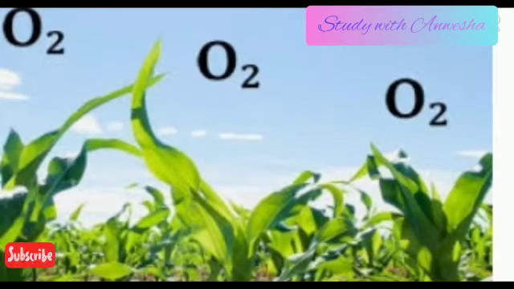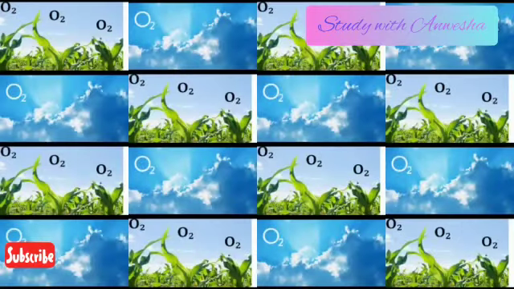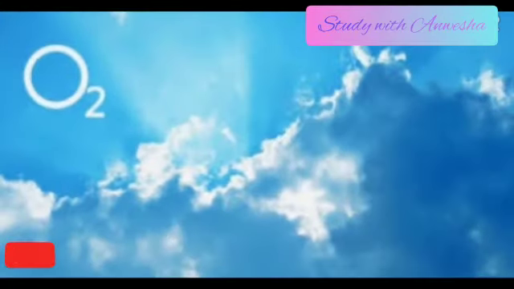Oxygen. Oxygen is necessary for survival of living things. All living things need oxygen to breathe. Oxygen is also needed for burning. Green plants give out oxygen during the process of photosynthesis.